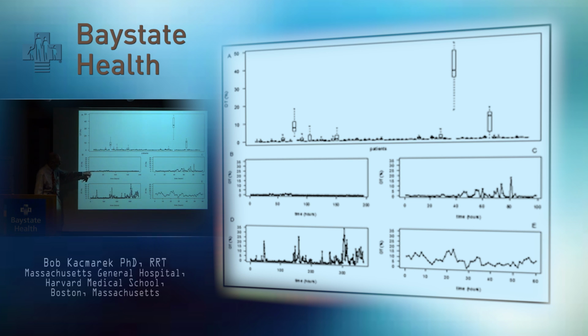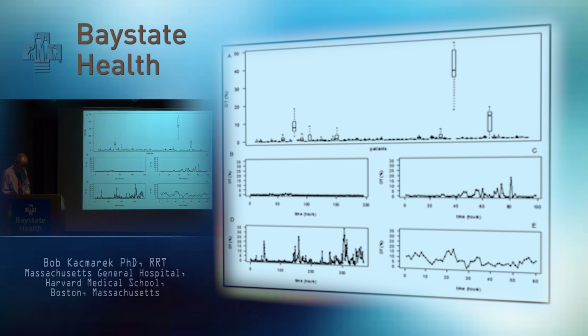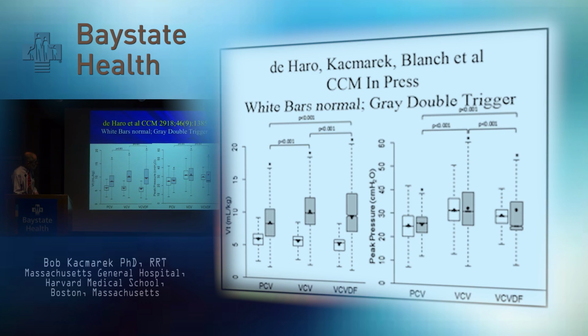But then there were different patterns. These are individual patients. These are the number of hours in which we recorded data, and these represent the frequency of the double triggering. And we saw very different patterns occurring across different patients. And again, it didn't matter if it was volume ventilation, pressure ventilation, square wave flow, decelerating flow. It appeared in every one of those circumstances.